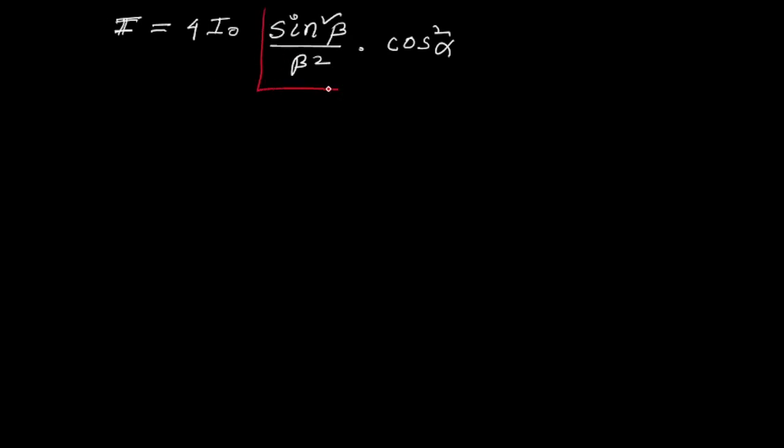So in the next page, let me define these two terms. For that, let me again write the intensity distribution at point P. I is equal to 4 times I naught, sine square beta divided by beta square, into cos square alpha, where this first term represents the diffraction term.